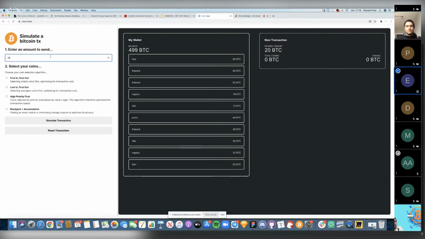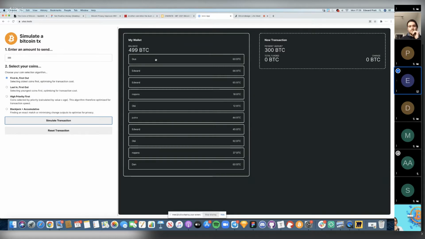enter an amount of how much you want to send, and then this bit, which is not fully configured yet, is what I would like to do: allow people to switch between different coin selection algorithms, so they can see UTXOs coming out of their wallet into the transaction and how that actually happens. Although for now, unfortunately, this isn't configured, so we can just do it manually.